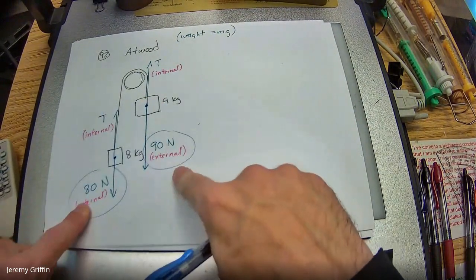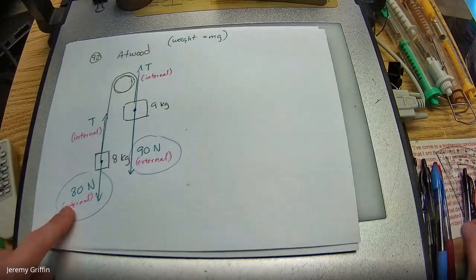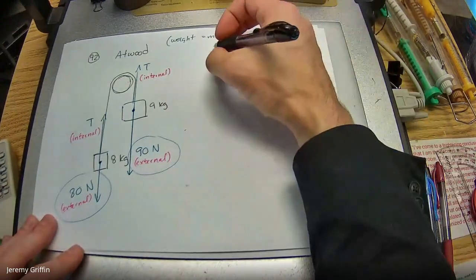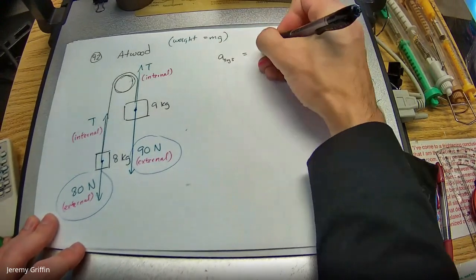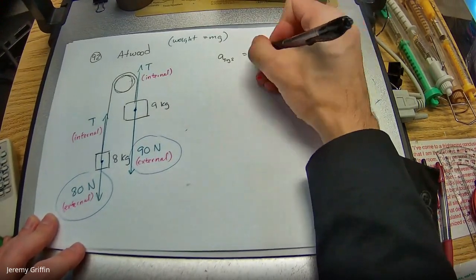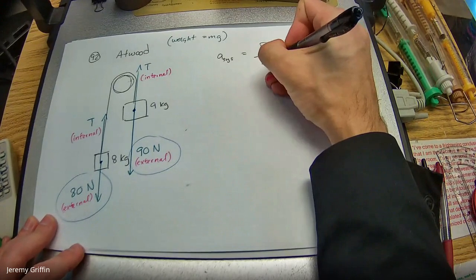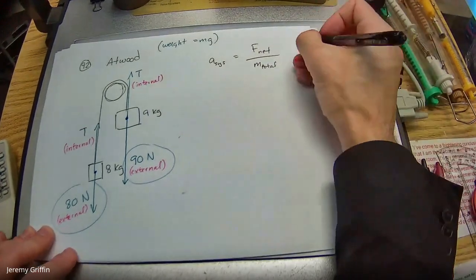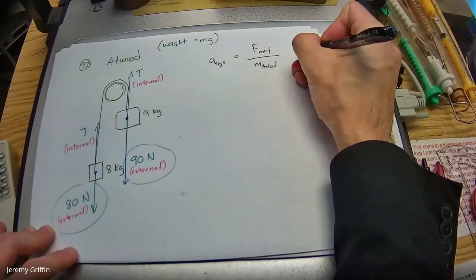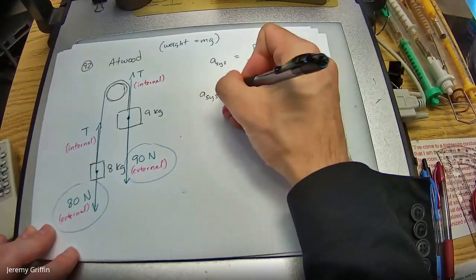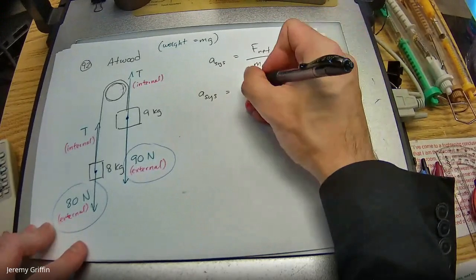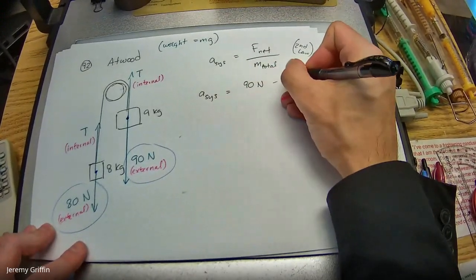Those are going to be the forces that are going to drive the system to accelerate. Let's plug those into Newton's second law of motion. Can I say the acceleration of the system is net force on total mass? That's Newton's second law of motion. So the acceleration of the system is, well, it would be 90 newtons minus 80 newtons.